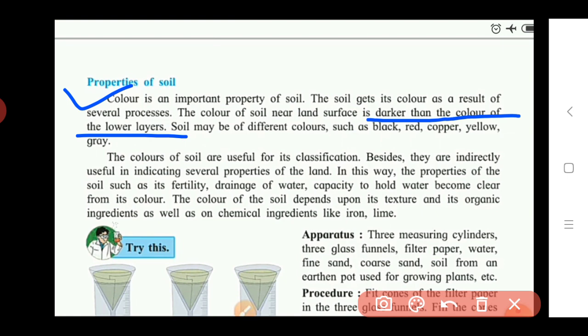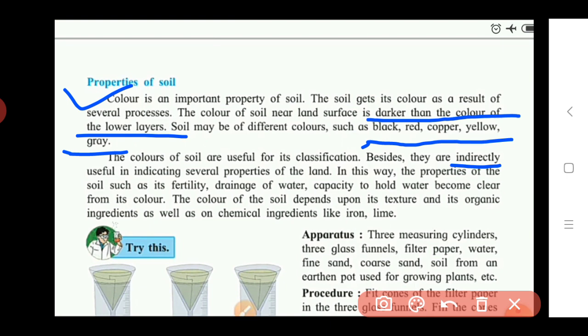Soil may be of different colors, such as black, red, copper, yellow, and gray. These are some colors of soils which we find on the earth surface. The colors of the soil are useful for its classification, so first we see the classification of soil depending upon color. All soils are useful, but some are directly useful and some indirectly. Here, indirectly useful means indicating several properties of the land.